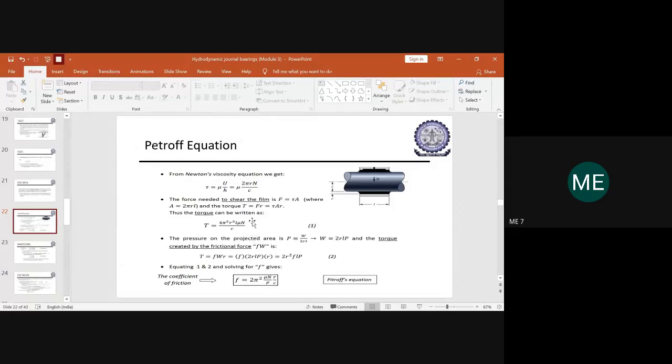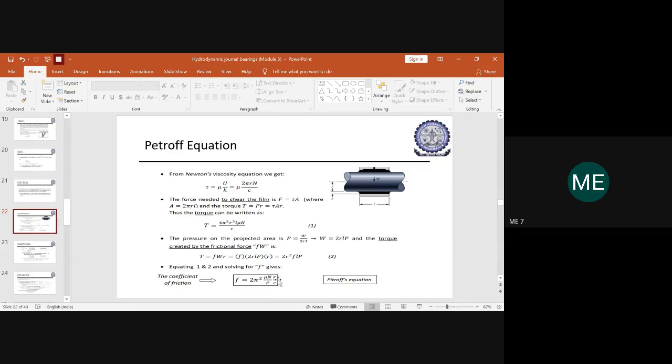So you have two values now. By using these two values, when you equate them and solve, it helps in getting the value of the coefficient of friction. What was our main goal? The main goal was to derive the coefficient of friction for the journal bearing. So when you solve these two equations, in this equation you have the value of f, and you have to determine the coefficient of friction due to the frictional force. You equate these two, and this will yield the value 2 pi square mu N upon P into R by C.